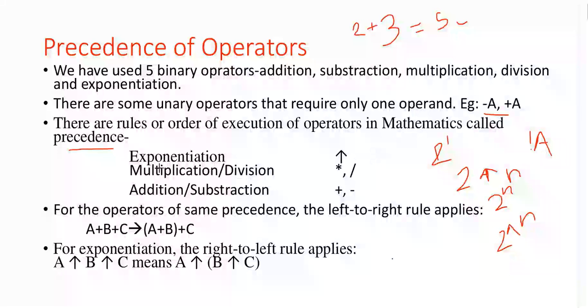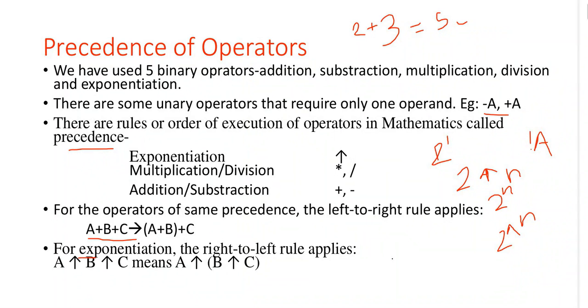Exponentiation has more precedence over multiplication and division, and multiplication and division both have the same precedence. Multiplication and division have more precedence than addition and subtraction, and both addition and subtraction have the same precedence. For operators of the same precedence, the left to right rule will be applied. Means when we have same precedence operators present in our expression, we will evaluate from left to right.